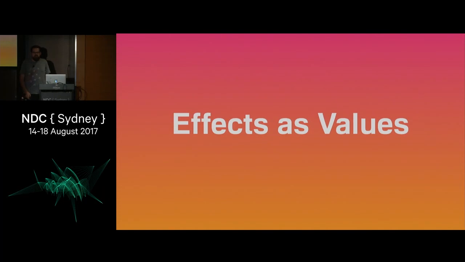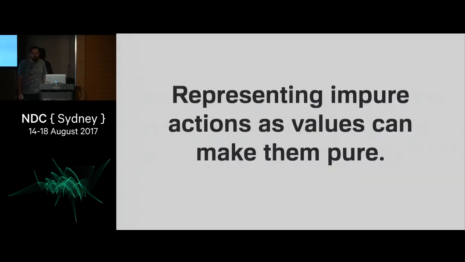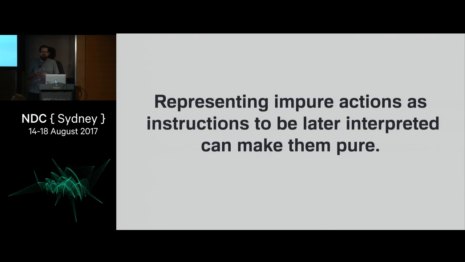Effects as values, our next major section. Effects as values is the idea of representing impure actions as values that can make them pure, or representing impure actions as instructions to be later interpreted can make them pure. So bear with me because I have a silly example. I'm full of these.